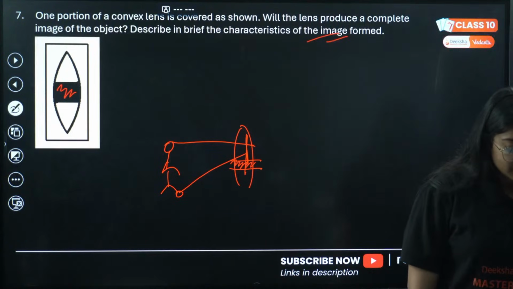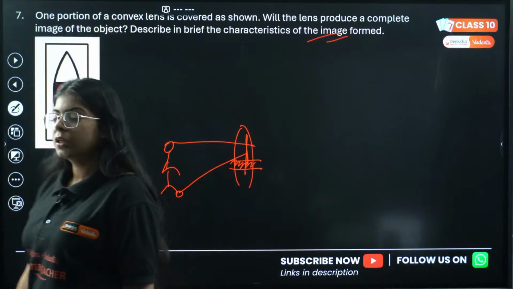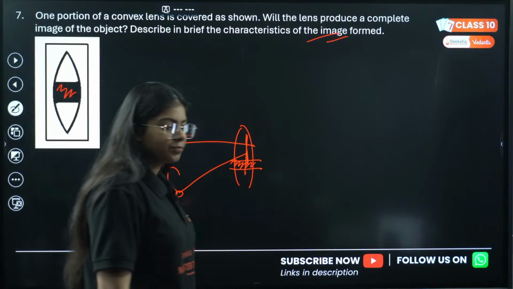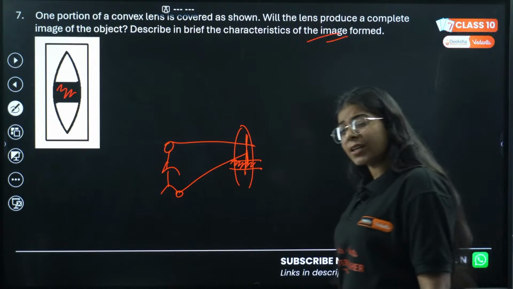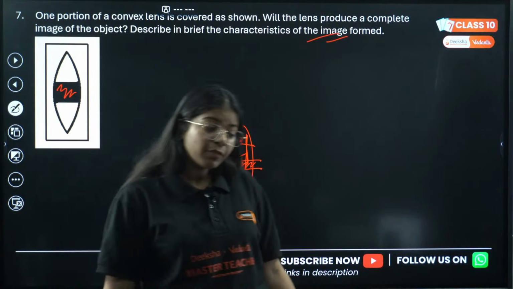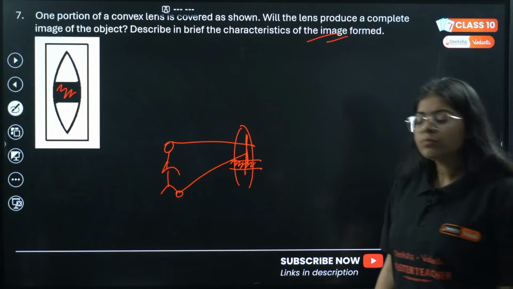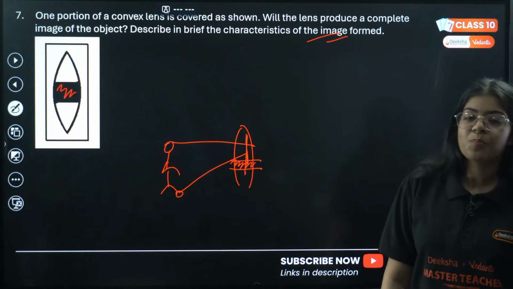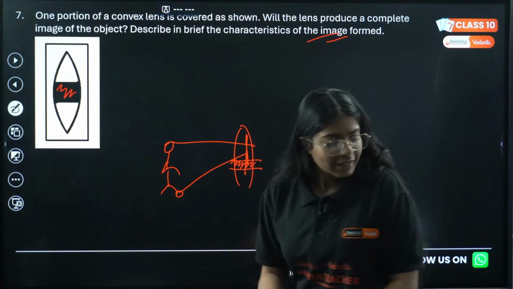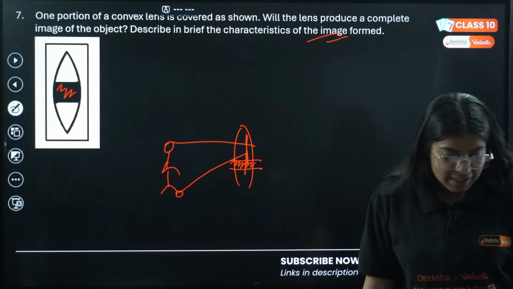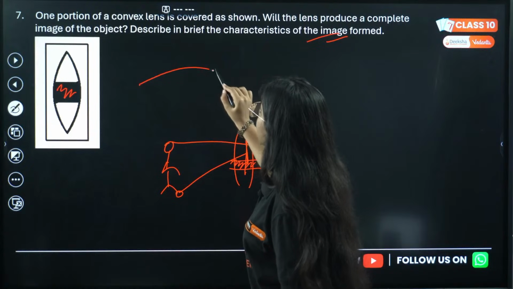Trev is saying that it won't be formed with full brightness. Others, can I think that all of you are saying that it will form with complete brightness? Okay, so this is correct. Complete image, Parth is saying, but blur. This is correct. All of you are doing really great. The number of rays will decrease, hence a diminished image. Correct.